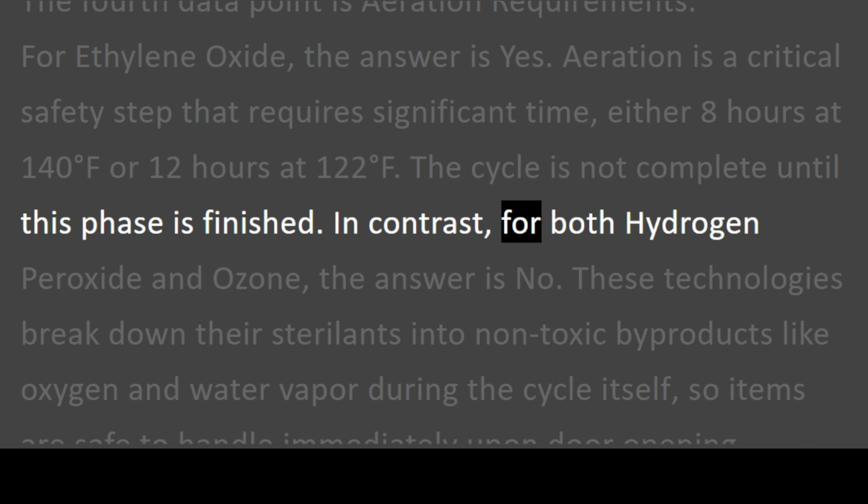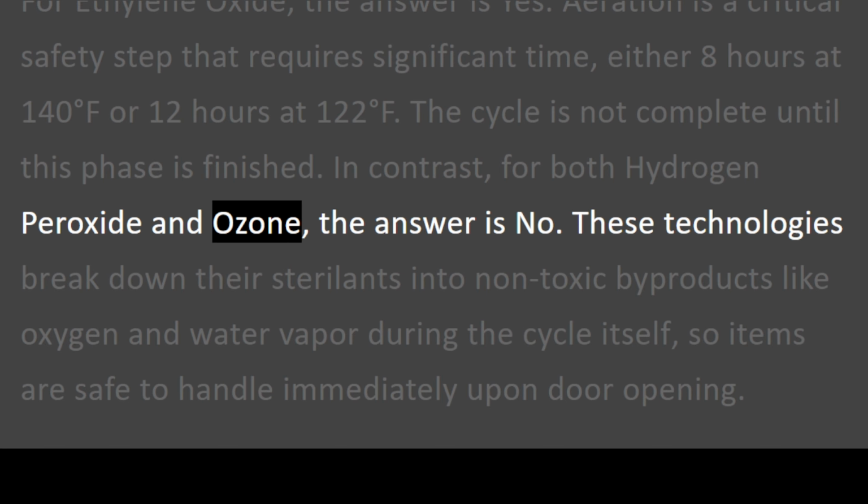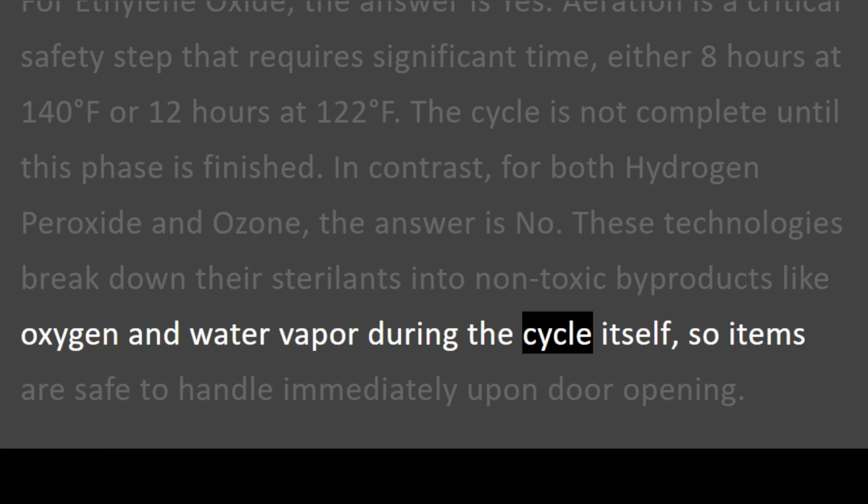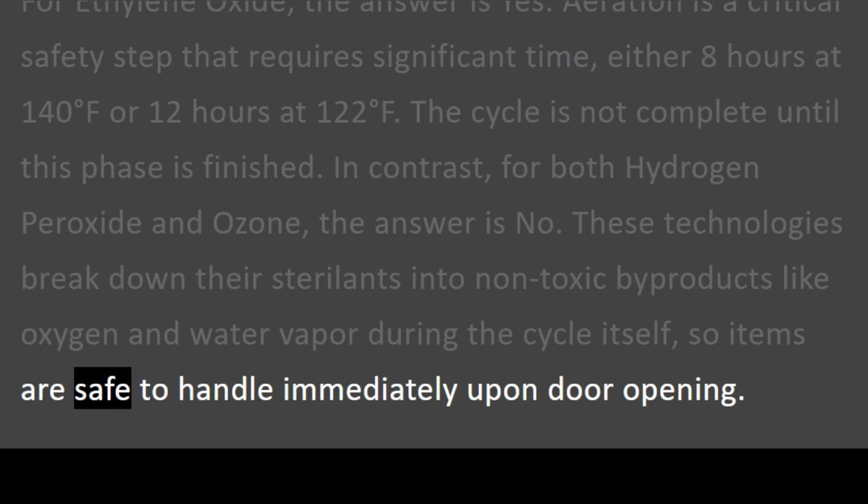In contrast, for both hydrogen peroxide and ozone, the answer is no. These technologies break down their sterilants into non-toxic byproducts like oxygen and water vapor during the cycle itself, so items are safe to handle immediately upon door opening.